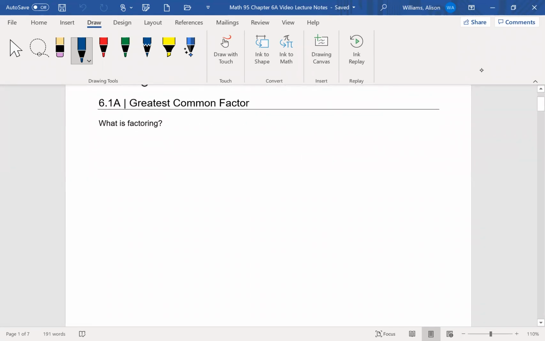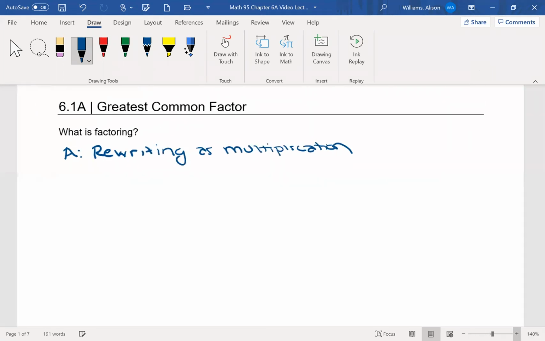You might even have a memory about factoring things before in your math career, okay? But let me just recall what it is. Factoring is rewriting as multiplication. I think that's one T. Rewriting as multiplication. My writing's a little sloppy. Let me zoom in here.